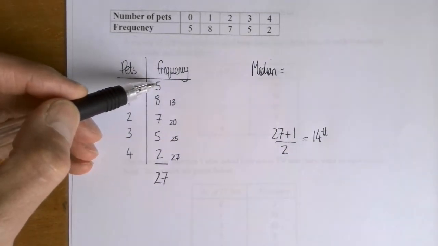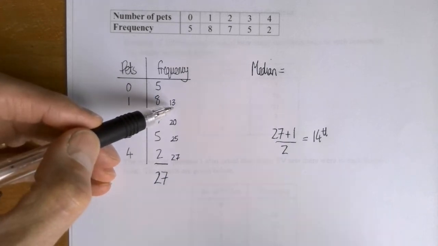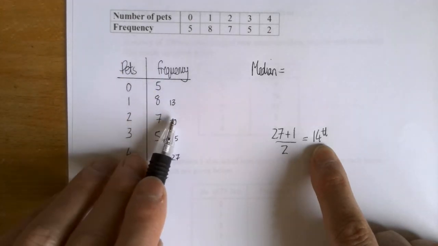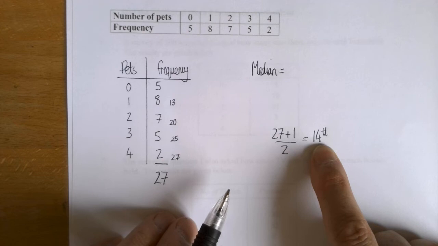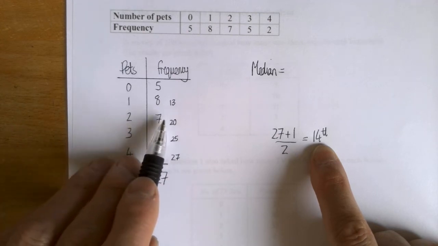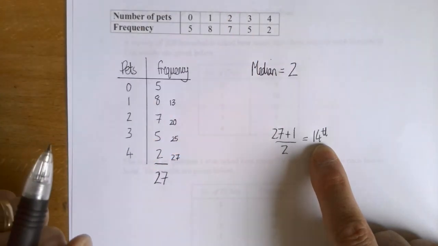So the first 5 people had no pets, the next 8 people had 1 pet, so that was 13 people. We hadn't got to the 14th person. The 14th person would be the first person with 2 pets. So the median is 2, because the 14th person would be one of these people with 2 pets.